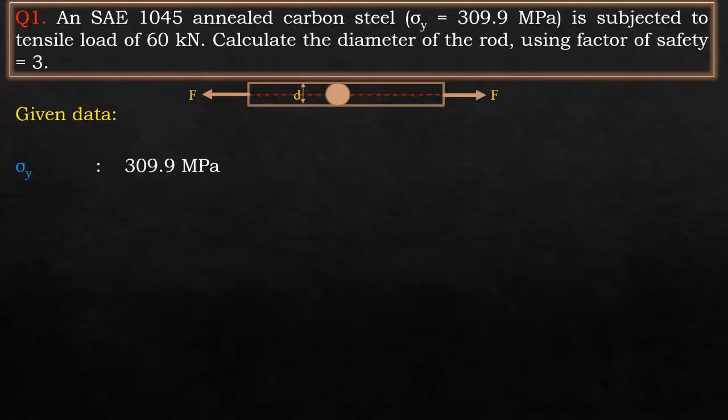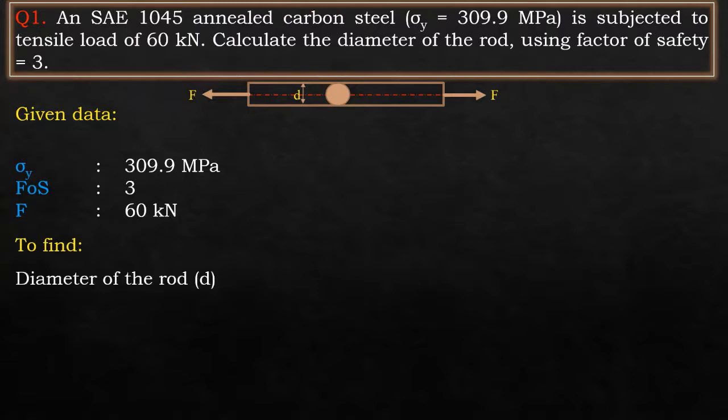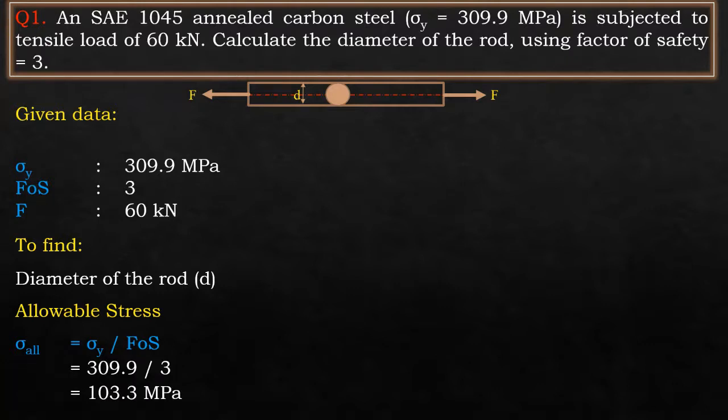He has given the yield stress 309.9 megapascals. The factor of safety has been given in the numerical as 3. The load is 60 kilonewtons. We need to find the diameter of the rod. Since sigma y is the yield stress which is obtained from the standard tensile test, we will be making use of allowable stress in this numerical. The allowable stress is given as sigma allowable is equal to sigma y by factor of safety. So the allowable stress in this case will be equal to 103.3 megapascals.